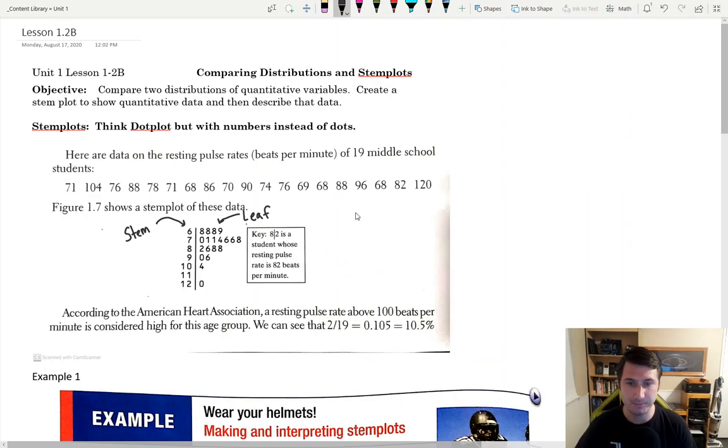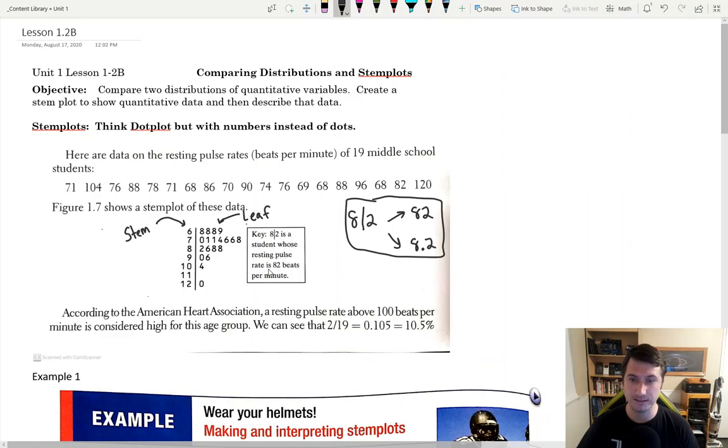Now that's necessary because 8 bar 2 without the key could mean two different things. It could mean 82. But it could also mean 8.2. So to make sure you know which one of these that means, the key is necessary. And again, context, context, context. The key does not just have this much. This is not a good key. It has to have the context: is a student whose resting pulse rate is 82 beats per minute. You need to have not only the numbers and the math, but also the context.